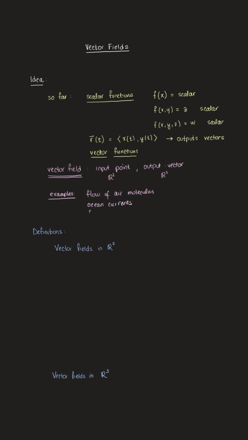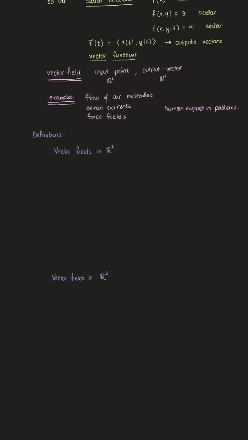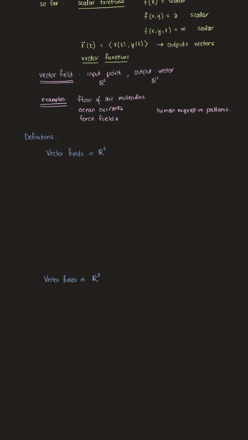We might have force fields. So students who study physics probably have seen various force fields like magnetic, gravitational, and electrical force fields. We might even have something like human migration patterns that can be modeled with vector fields. So just some examples of the types of objects that we're interested in, and that we will be integrating throughout this chapter. So let's formally define vector fields in R2 and R3, and in the next video, we'll look at some explicit examples. So vector fields in R2.